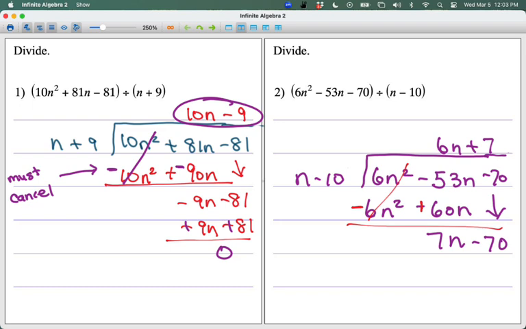We're going to distribute. 7 times negative 10 is negative 70, and 7 times n is 7n. We're going to change the signs to subtract, and we will get a 0 for our remainder, and here is our answer. Let's do another one.